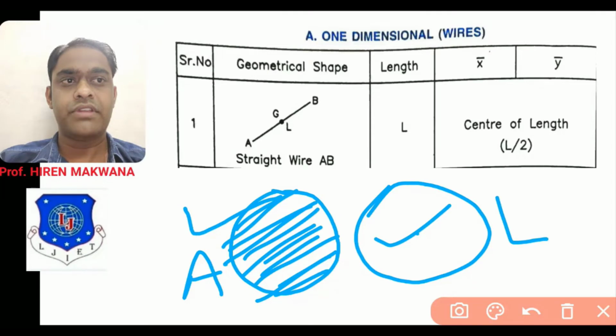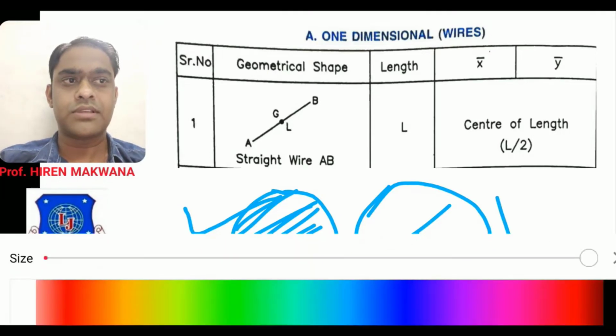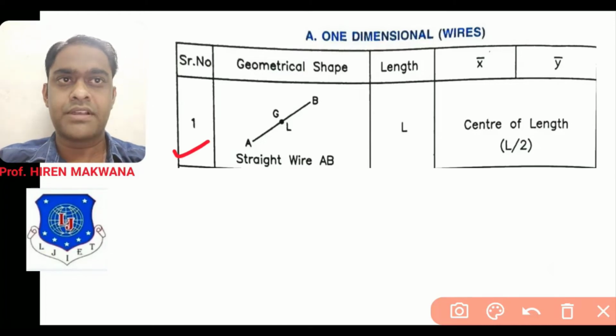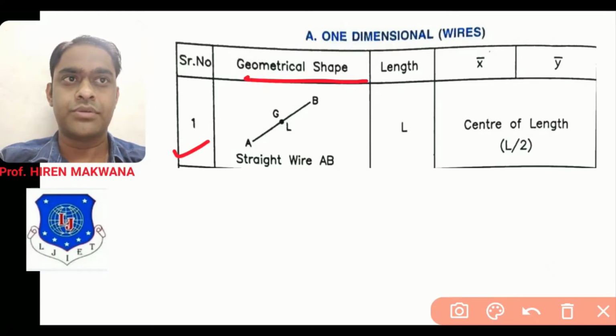So today we are discussing just lengths, means wires, one-dimensional elements. So we will check 4 formulas and one example today. Okay, let us see. This is the part 1. First one is geometrical shape, means figure is given to you, its length is given to you. Then after that x coordinate and y coordinate will be given to you, as we have discussed in the previous lecture.